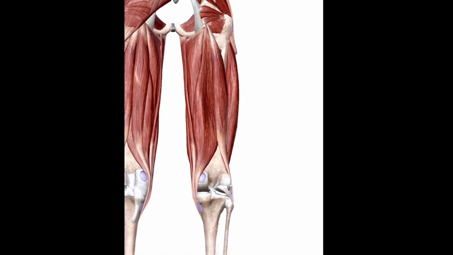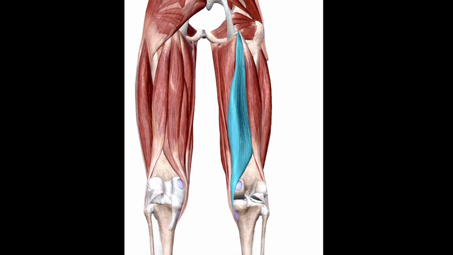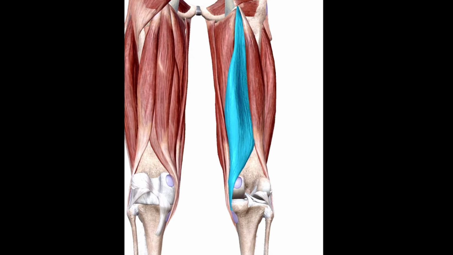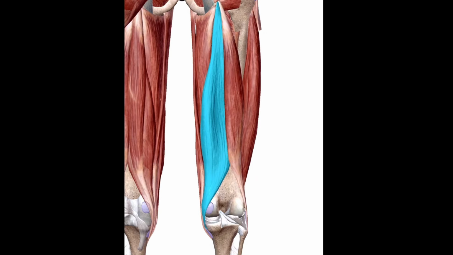What about action? Action for the semimembranosus. What's the action for the semimembranosus? That's right. Extension of the hip, flexion of the knee, medial rotation of the knee. Innervation. That's right. Tibial nerve.